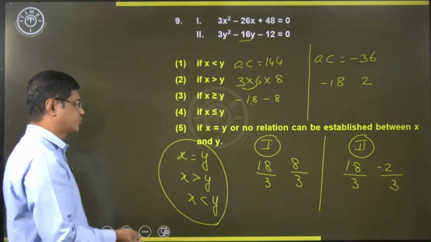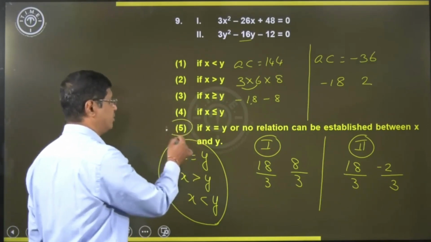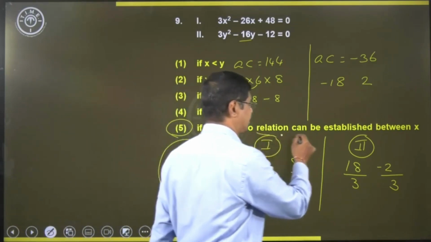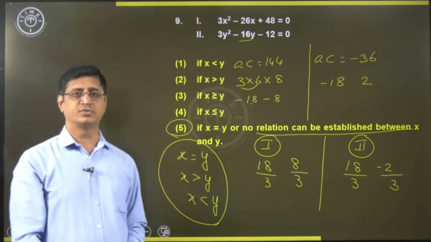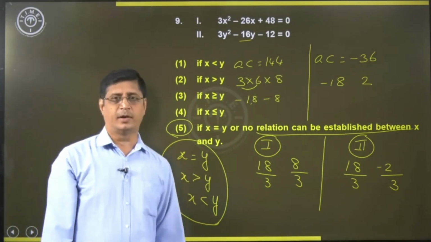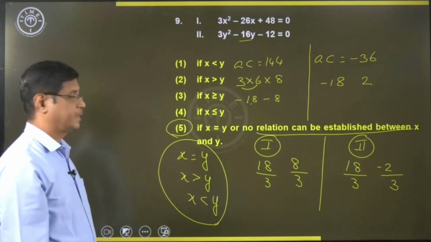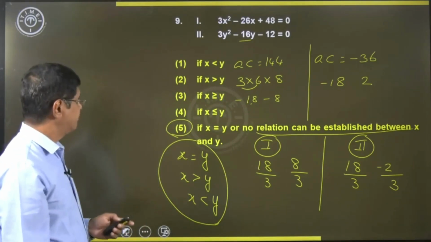So what does the combination mean? There is no such combination, which means a relation cannot be established between x and y. Hence the choice is 5. Fifth choice is the right option. Okay. Now moving to the next example.